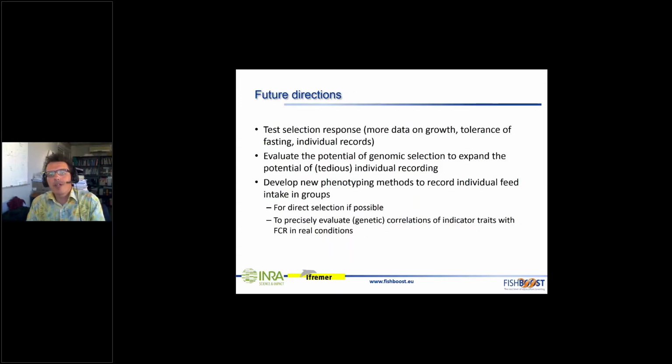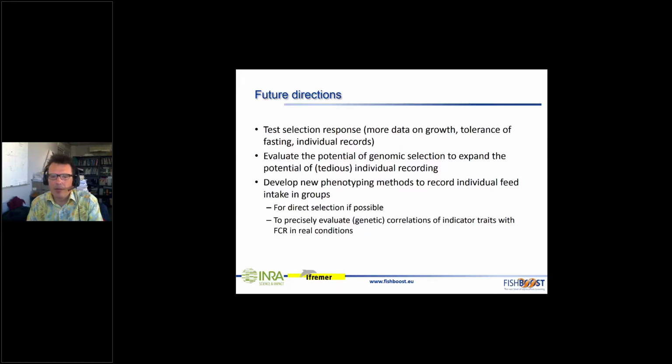The future direction that we have is to test selection response. So we need more data on growth and correlated improvement of FCR. We need data on tolerance of fasting on individual records. We also need to evaluate the potential of genomic selection to expand the potential of our methods of individual recording, which for the moment are very tedious.